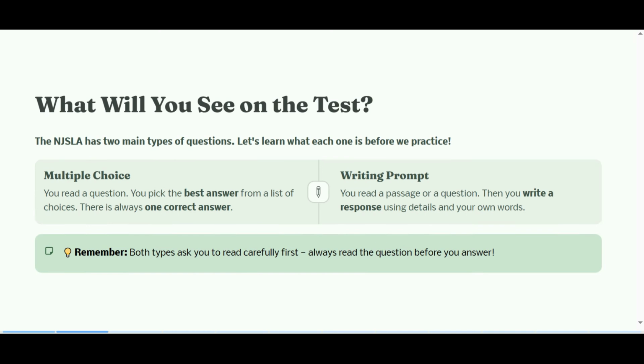What will you see on the test? The NJSLA has two main types of questions. Let's learn what each one is before we practice. Multiple choice. You read a question. You pick the best answer from a list of choices. There is always one correct answer. Writing prompt. You read a passage or a question. Then you write a response using details and your own words. Remember, both types ask you to read carefully first. Always read the question before you answer.